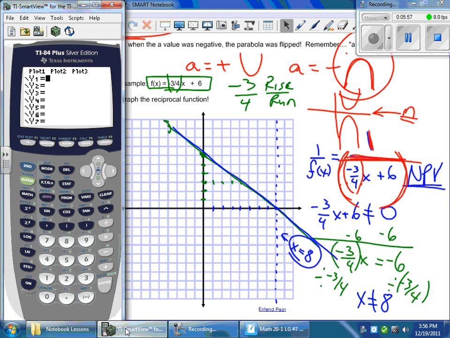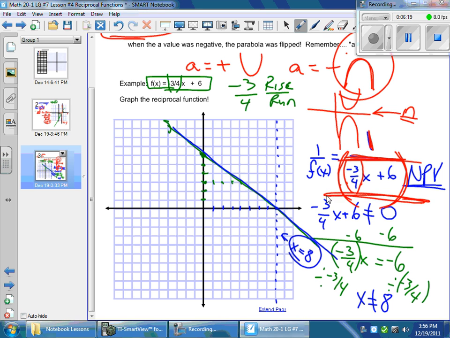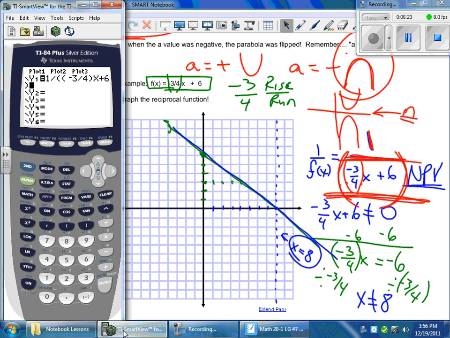Okay, here we go. So it's going to be 1 divided by bracket, bracket, right? Negative 3 divided by 4. There's our fraction. There's our slope. X plus 6, and just don't forget to finish the last bracket. That's why I tell students, always draw this out. Always write this out before you put it into a calculator. It's really going to help you. Okay, ready? Let's graph it. Let's see what it looks like.